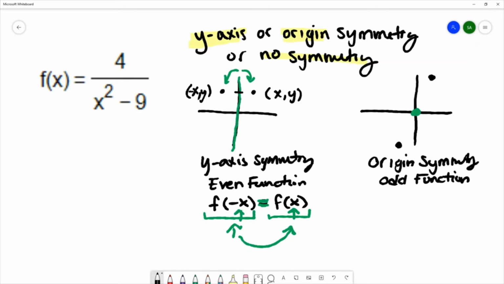We have a test for odd functions, and the test for odd functions is f of negative x equals negative f of x. Once again, this statement, f of negative x equals negative f of x, is showing the same thing that the picture of origin symmetry shows. This point over here, if I label it as xy, because the other point is a mirror over the origin, it will have the opposite x as well as the opposite y. And that's what you see in this equation.